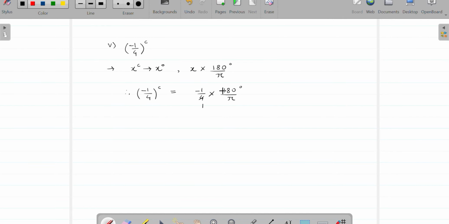4 ones are 4, 4 fours are 16, 2 carry, here is 2 0 20, so 4 fives are 20, and therefore minus 1 into 45, minus 45 upon pi degree, and therefore minus 1 upon 4 radian, which is equals to minus 45 upon pi degree.